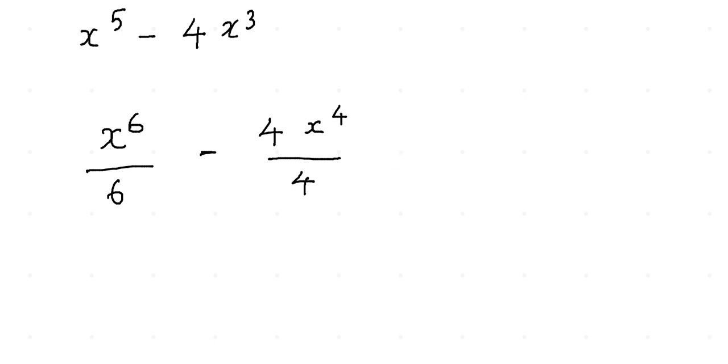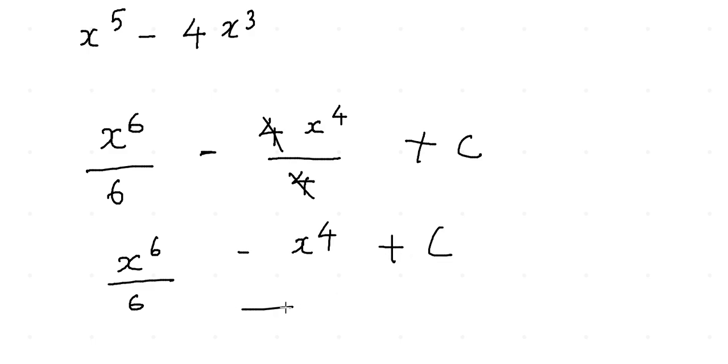And then you get plus c. This 4 and 4 cancel out, so this is going to be x to the power of 6 divided by 6 minus x to the power of 4 plus c, and that is the answer. Okay, so that one was simple. Let's look at one more problem.